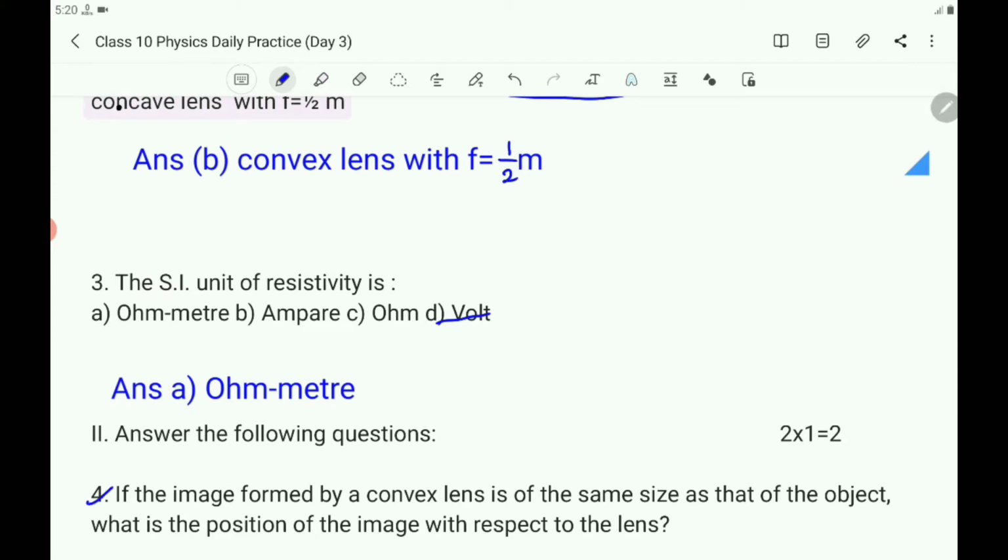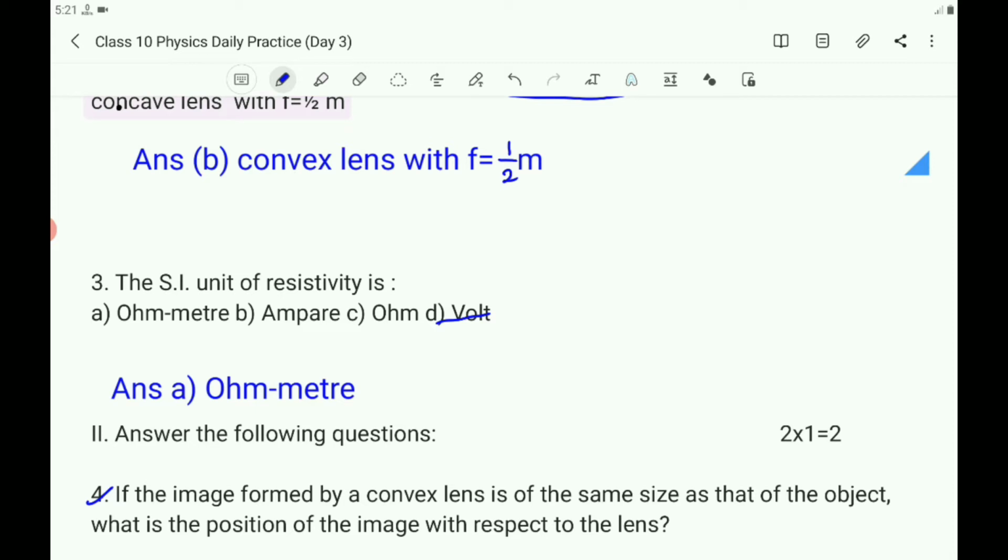If the image formed by a convex lens is of the same size as that of the object, what is the position of the image with respect to the lens? So, same size as that of the object. When the object is at 2f, at the radius of curvature 2f, then the image forms at the 2f of the lens on the other side with the same size as that of the object.